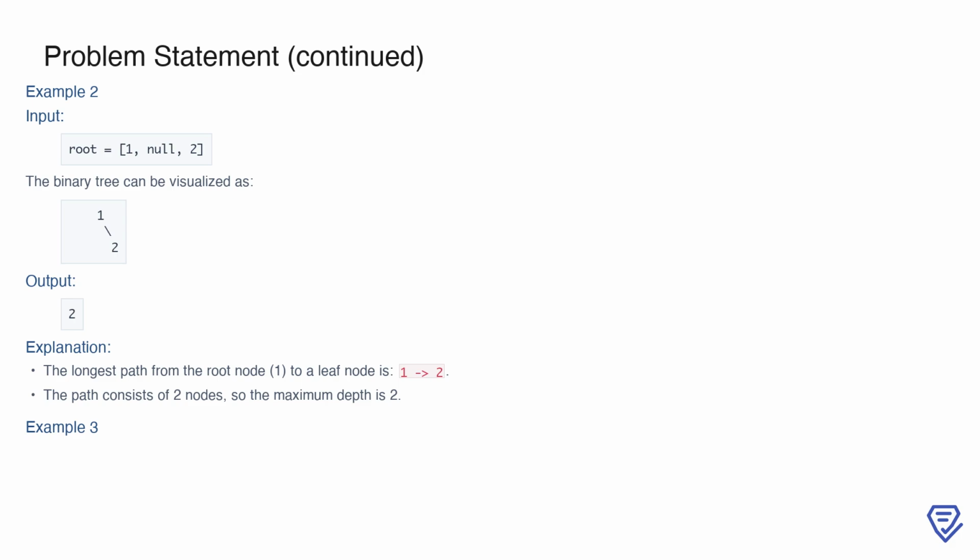Now for the second example. The input binary tree is represented as 1, null, 2. When visualized, the root node has the value 1, and it has no left child but does have a right child with the value 2. The longest path from the root to a leaf is 1-2, which consists of 2 nodes. Thus, the maximum depth of this tree is 2. This example demonstrates how the solution should work even when the tree is unbalanced, with nodes only on one side.